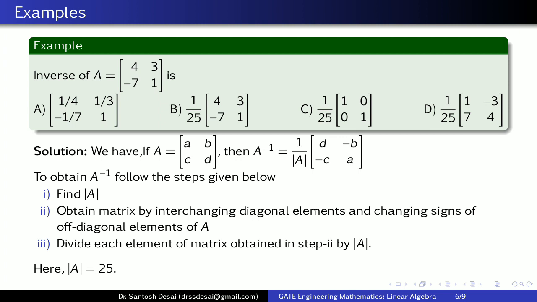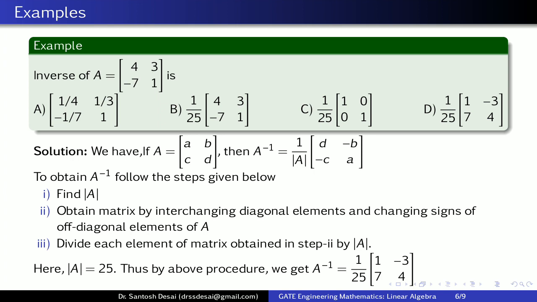Now here the determinant of A is equal to 25, and therefore by using the above steps, A inverse is equal to 1 upon 25 times a matrix. I just interchange the diagonal elements, so the diagonal elements are 1 and 4. And I change the signs of the off diagonal elements, so the off diagonal elements in A inverse are 7 and minus 3. So by using just simple observation, one can find A inverse. For that, just remember these three steps.